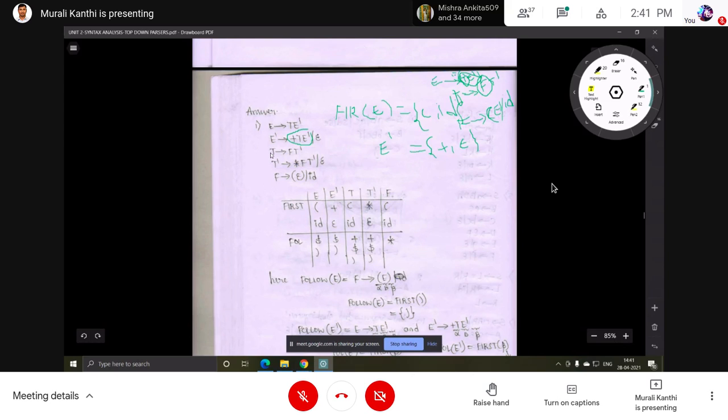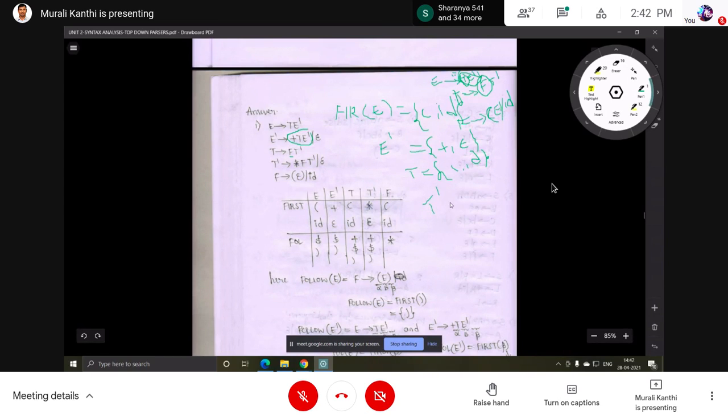Next is first of T. Consider that production T implies F T dash. So first of F T dash. The first symbol is F, a non-terminal, so go to that production. F has two productions: one is an open parenthesis and another one is ID. The first symbol is a terminal here, and here also the first symbol is a terminal. What will we get? Open parenthesis and ID. So T is completed.